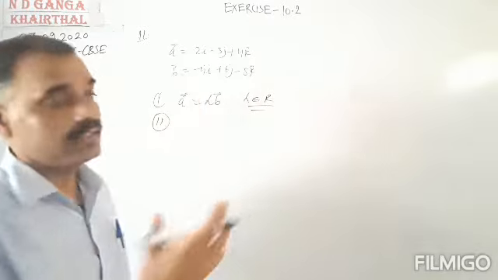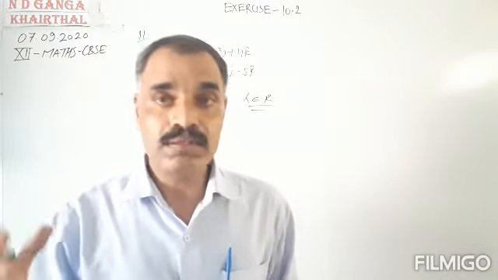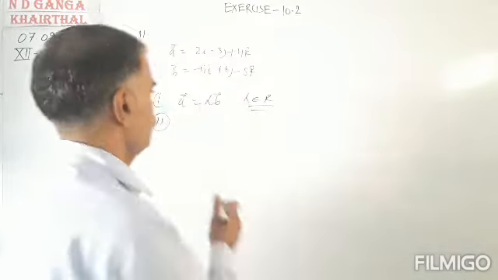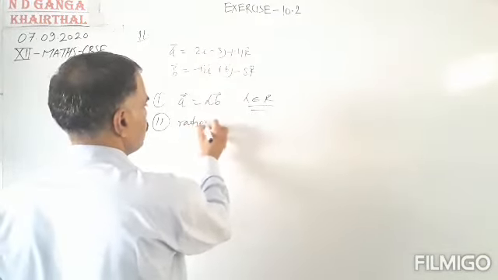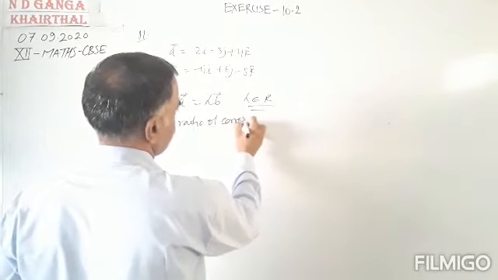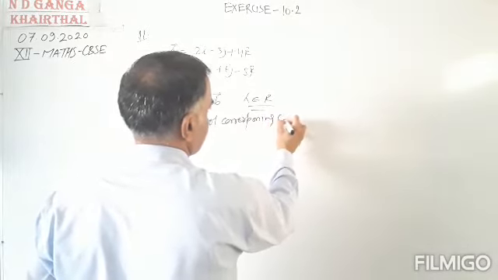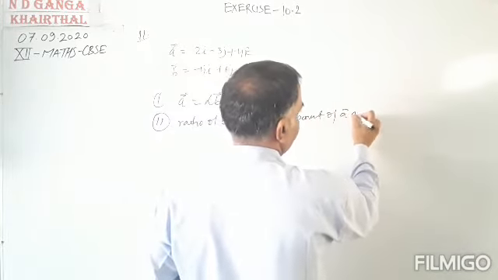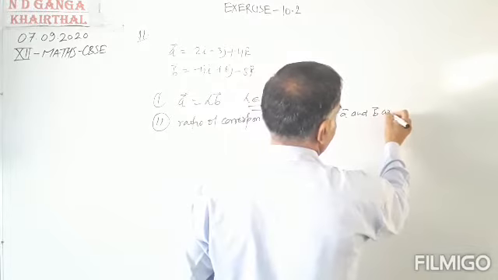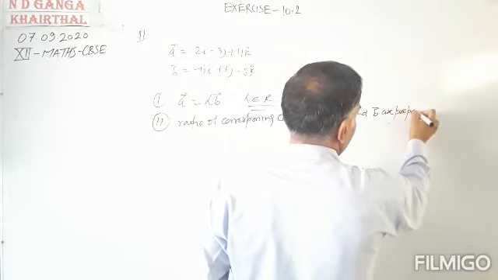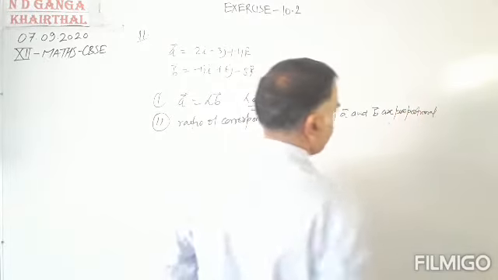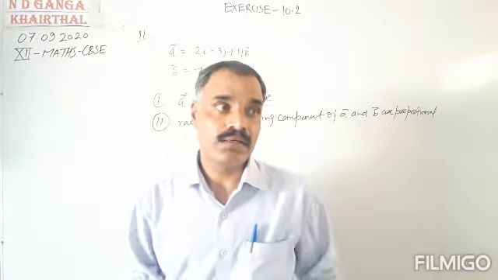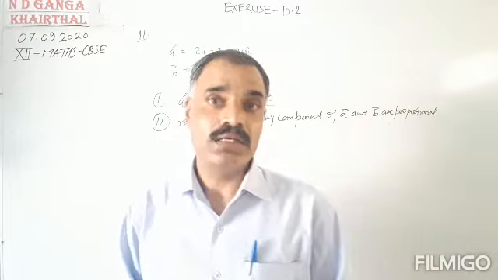The second condition is that the ratio of corresponding components of a vector and b vector are proportional. So these are the conditions by which we can prove that the given vectors are collinear vectors.